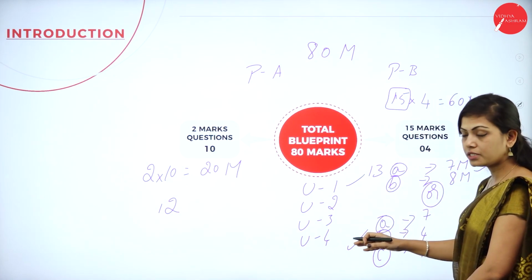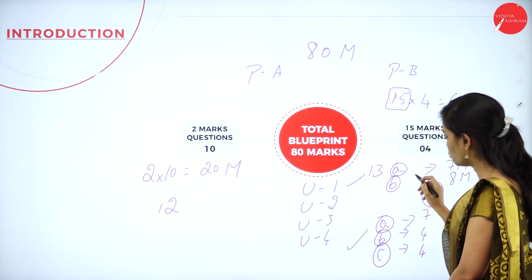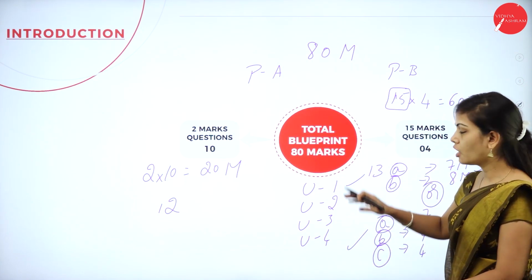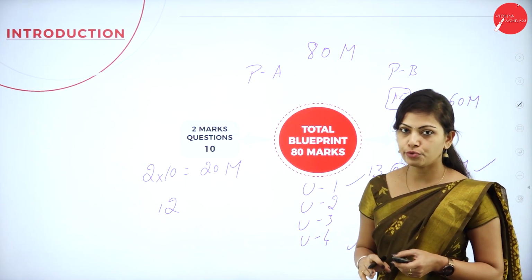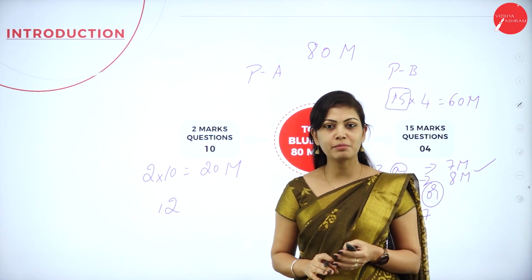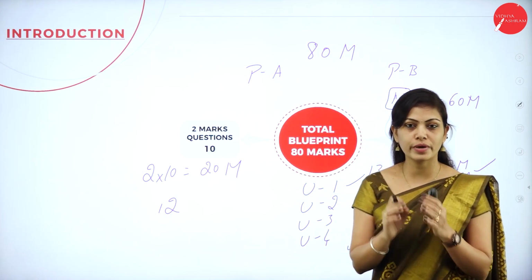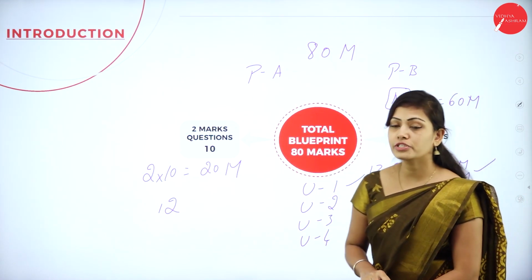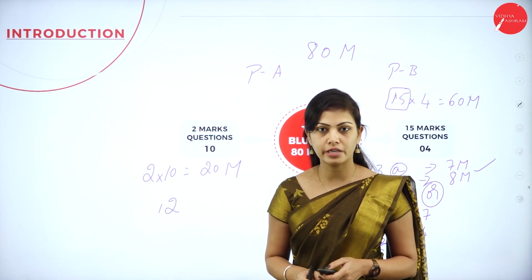In every unit, you will get 2 questions, and you have to attend 1 question in each unit. So you have to prepare all the topics in every unit. Clear? Easily you can score 80 out of 80 marks in discrete transformation. It is the easiest subject in your syllabus. So this is your question paper pattern. It is an 80 marks theory paper.